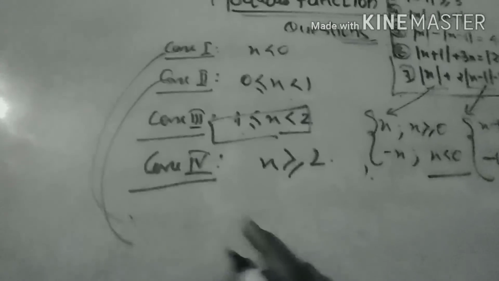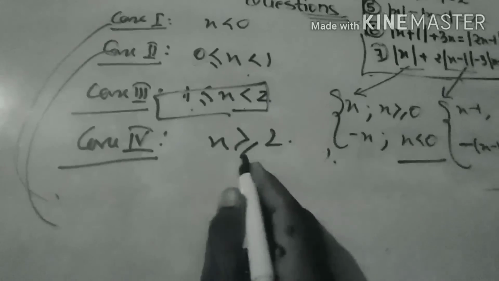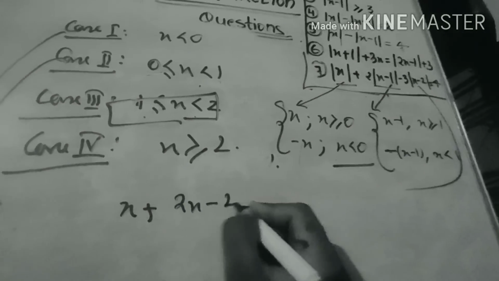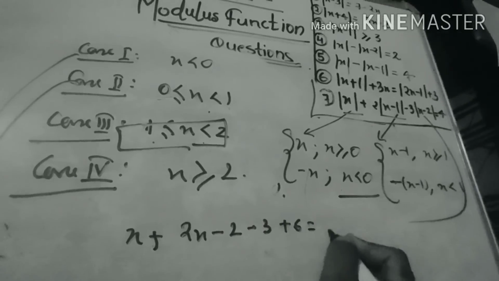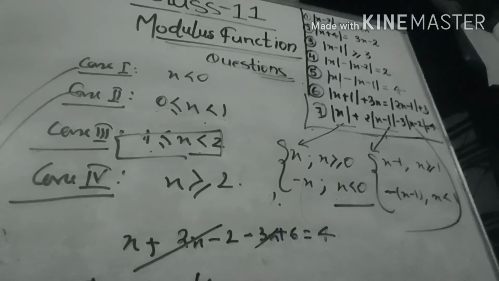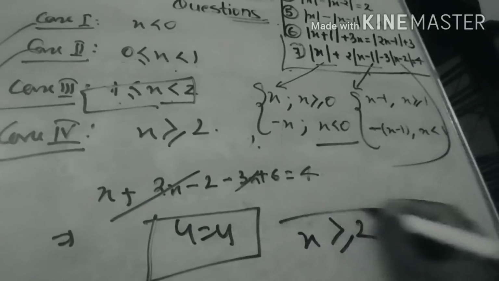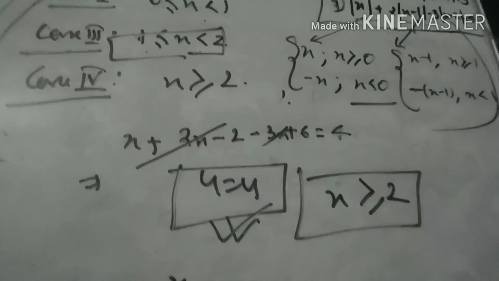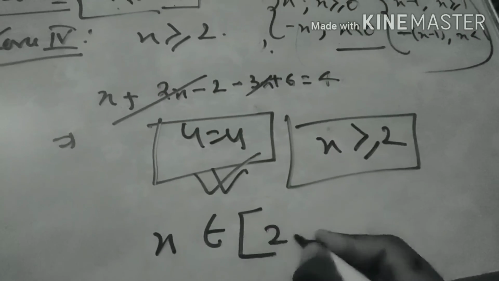Now case 4 will be the solution of all the things, means for x greater than or equal to 2 all have positive values, that means x plus 2x minus 2 minus 3x plus 6 equals 4. The 3x cancels out, that will be 4 equal to 4, which means x must be greater than or equal to 2. So this is always true. This means the value of x belongs to 2 to infinity.